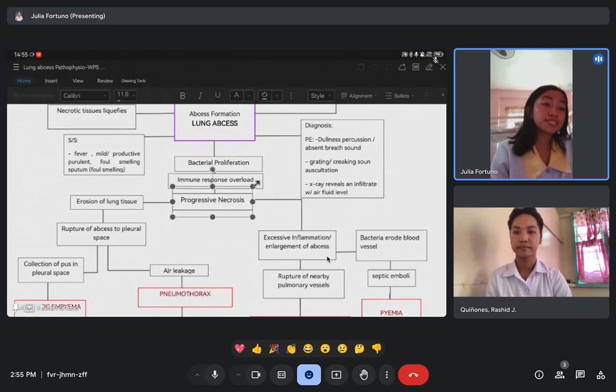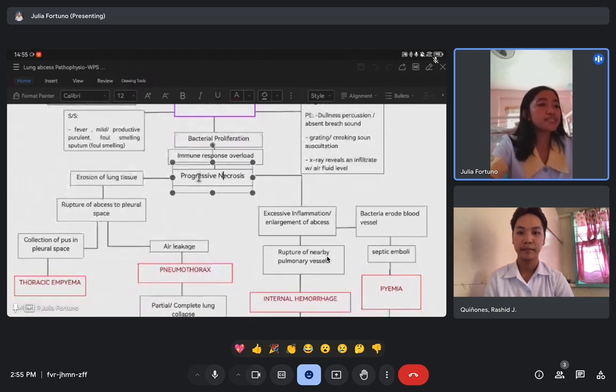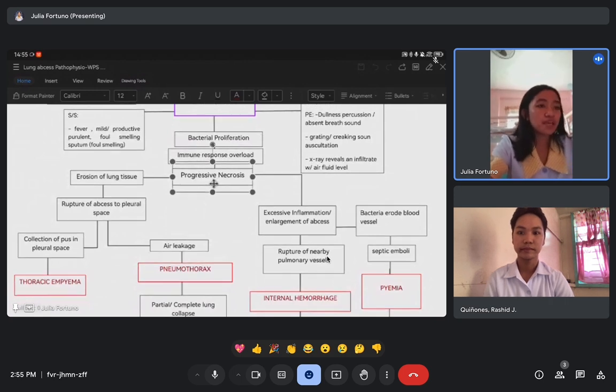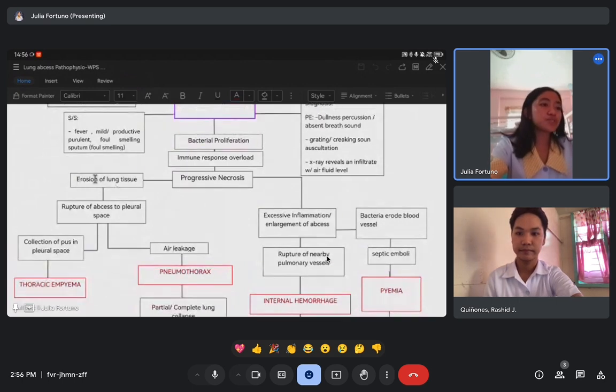during the immune response, there is a byproduct, right? Then this byproduct causes progressive necrosis, or continuous dying of the body tissue. So this progressive necrosis will lead to erosion of the lung tissue. And as this erosion of lung tissue continues, it may rupture the abscess to the pleural space.